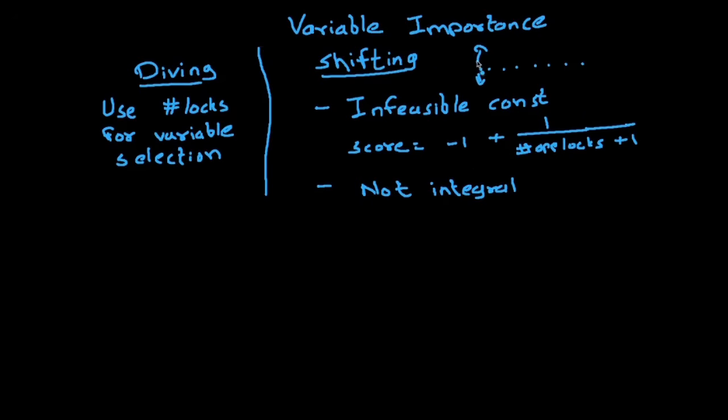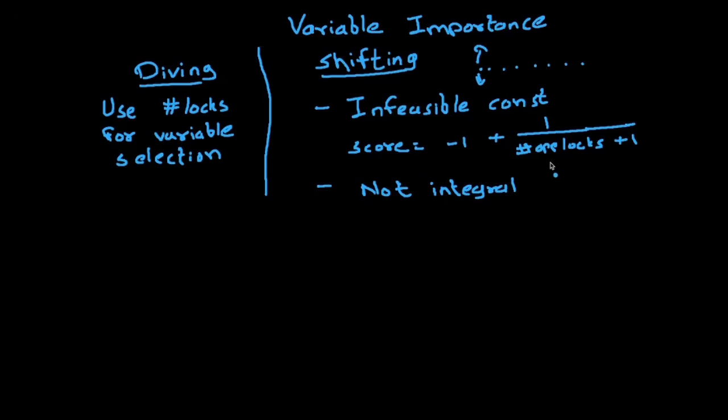So let's say we have a variable that we are trying to shift upwards. Then the score will be -1 plus 1 by number of down locks plus 1. So if the variable has more down locks, then this fraction will be smaller and the score will be lower. And in this case, lower scores are better. So that variable has a higher chance of getting picked.